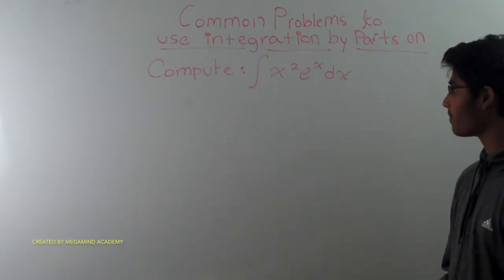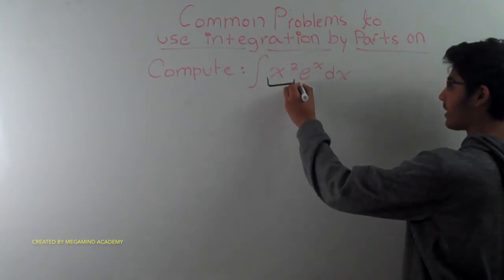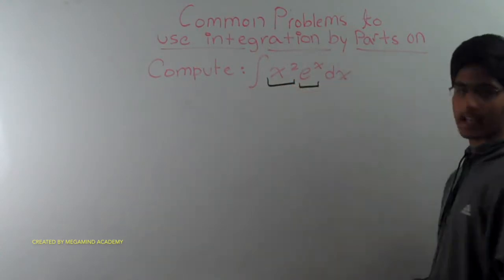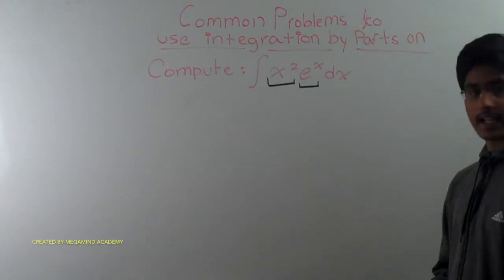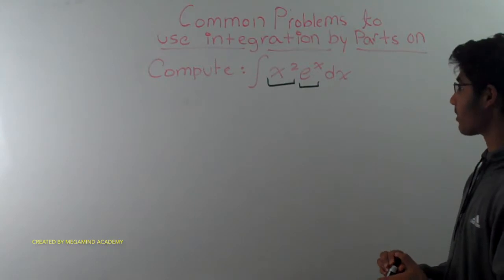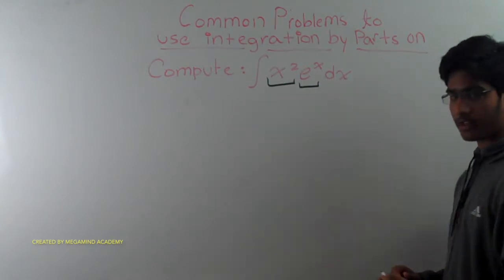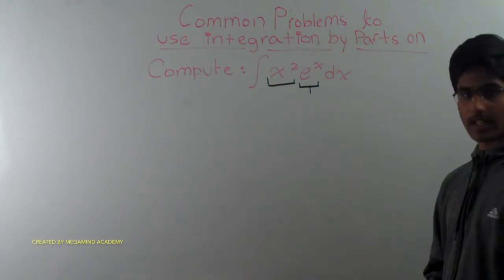How do we know that? Well, we know, first off, that this integral has two factors. The first one is x squared, and the second one is e to the x. The second reason why we should use integration by parts is that one of these is repetitive when we take the derivative.